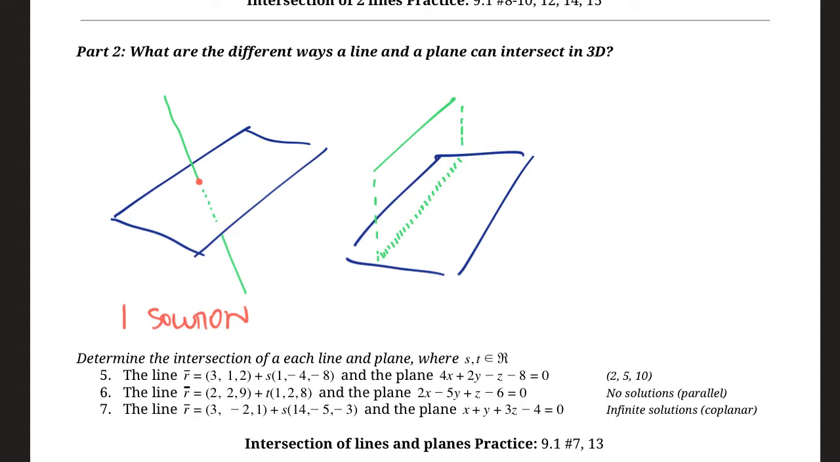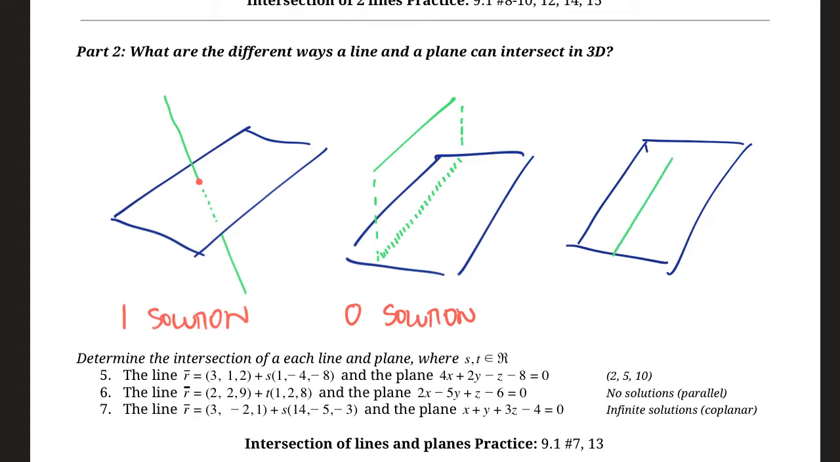How many solutions does this have? 0. So this is going to be a similar case to two lines that are parallel and never meet, right? So this is a possibility for lines and planes as well. There is a third option, and maybe you've figured out what it is already, but what happens if the line and the plane are parallel, but that line is actually on the plane?